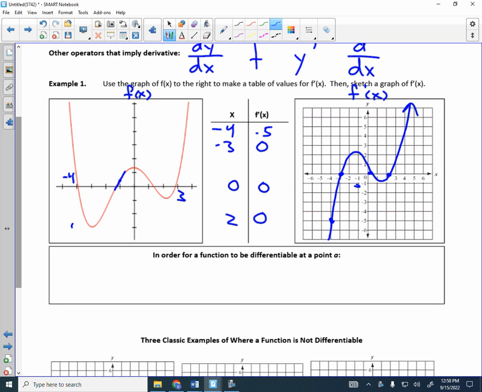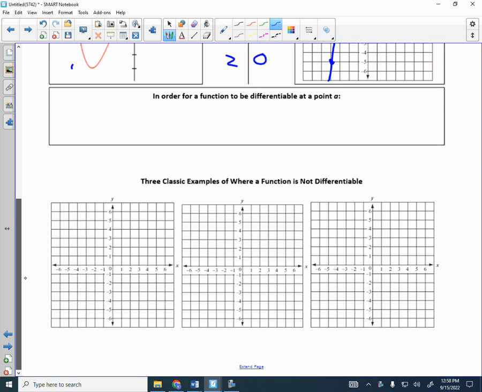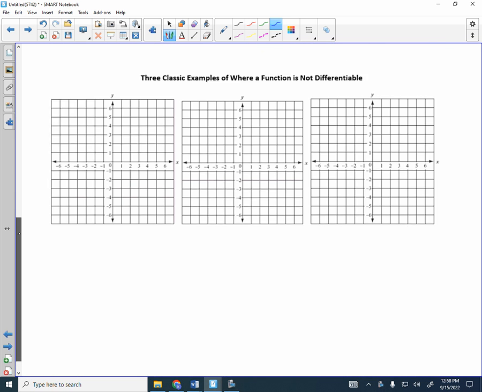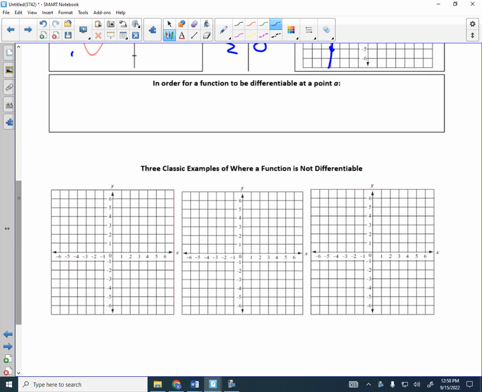Now, if you're sitting there a little bit confused, this takes some time, and we're going to have a couple activities we have to do to figure it out. But in order for a function to be differentiable, that means we can take the derivative at point A, two things must be true. Number one, the function must be continuous.